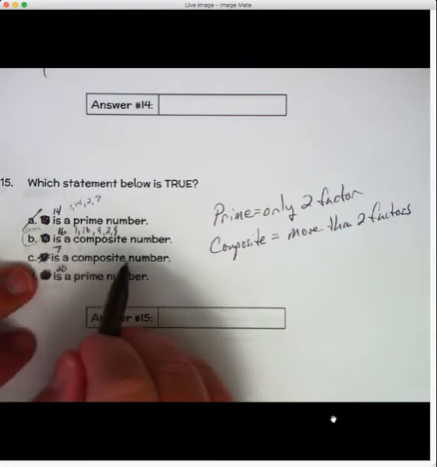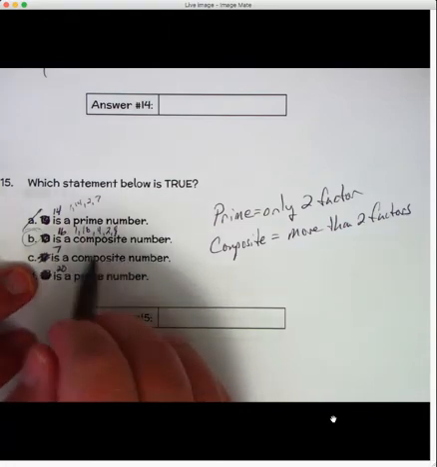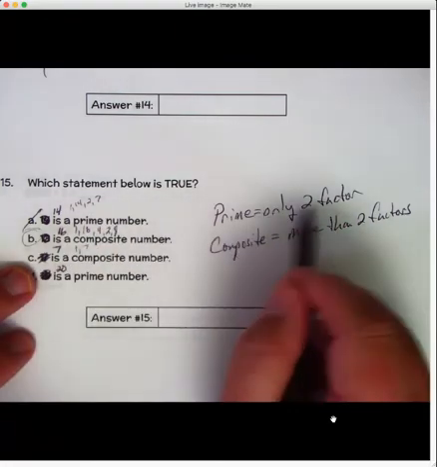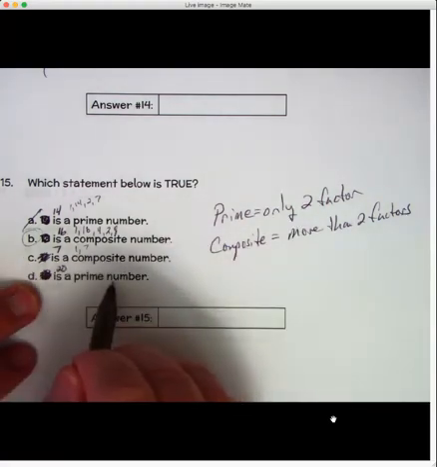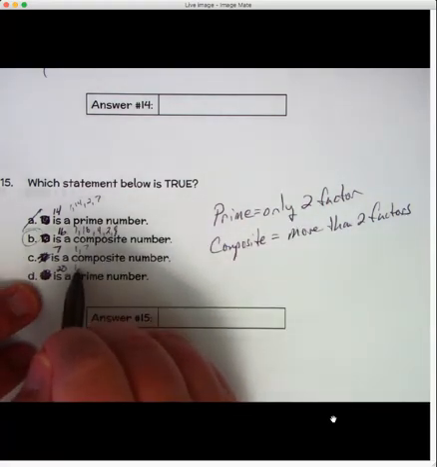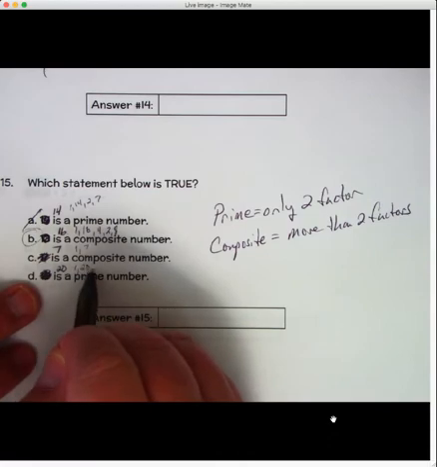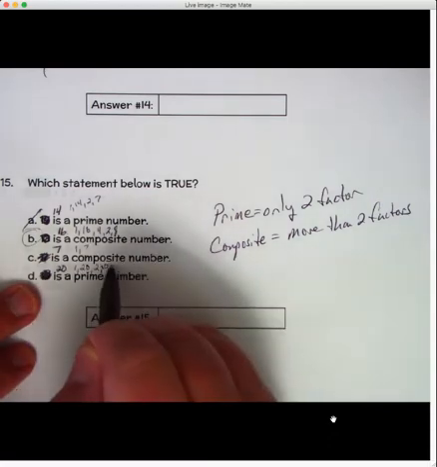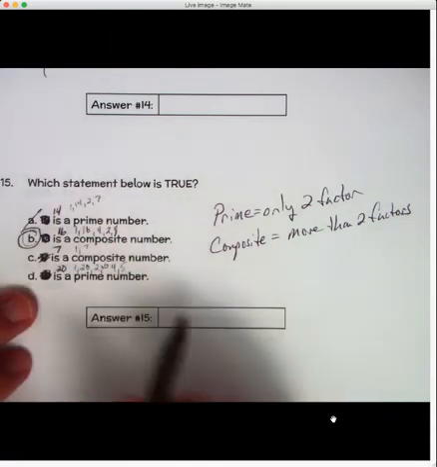7 is a composite number. No, I can only do 1 times 7. That makes it prime. 20 is a prime number. No, I know that's wrong because it's even. I can do 1 times 20, 2 times 10, 4 times 5. So the answer is B on mine.